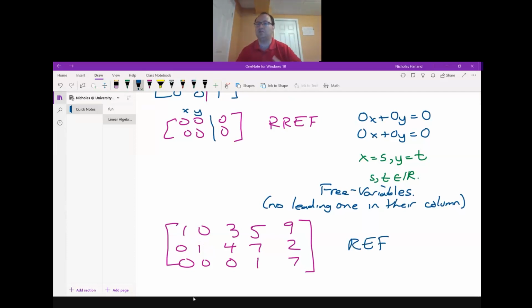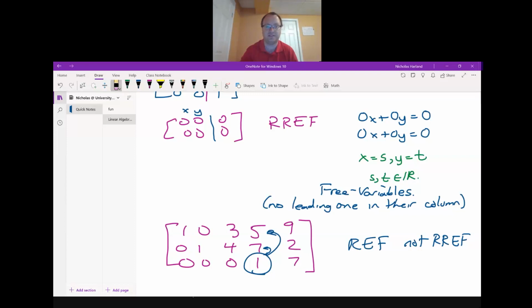Is it in reduced row echelon form? Well, look at this one. Everything above and below it is a 0. Look at the second leading one. Everything above it and below is a 0. Look at this leading one. Everything below is, but not above. So this is row echelon form, but not reduced row echelon form.